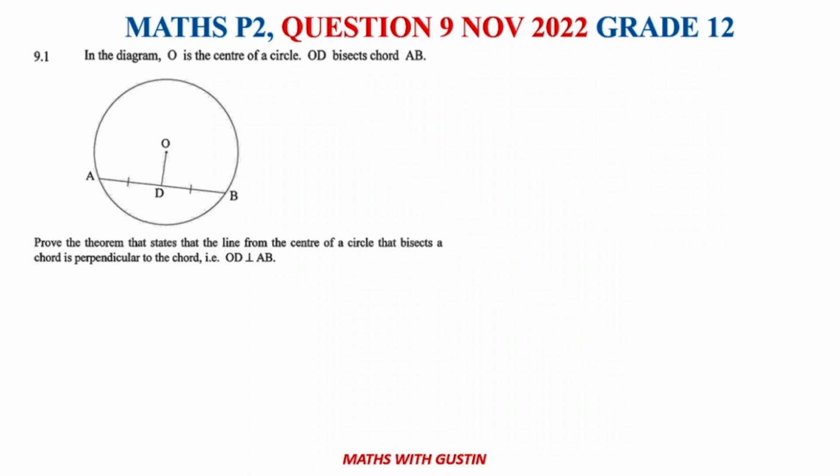Okay, let's go. Let's now look at question 9, November 2022, grade 12, maths paper 2. The question was as follows. It was a Euclidean geometry question. Now let's read 9.1. It says in the diagram, O is the center of the circle and OD bisects the chord AB. All right, we can see that on the diagram.